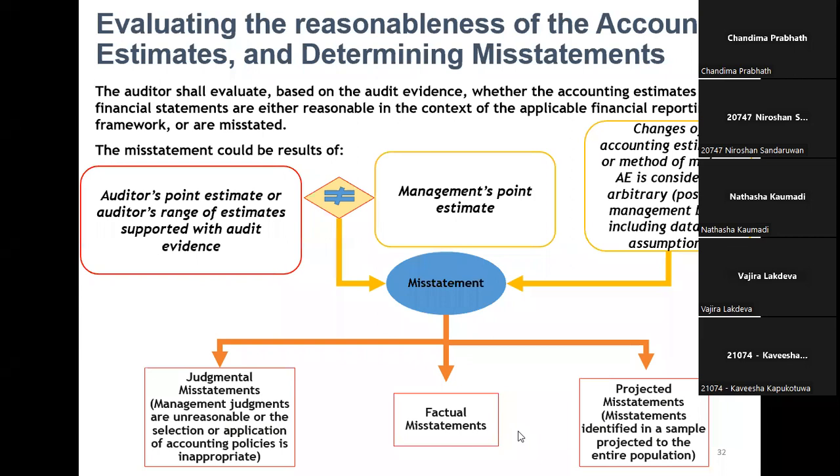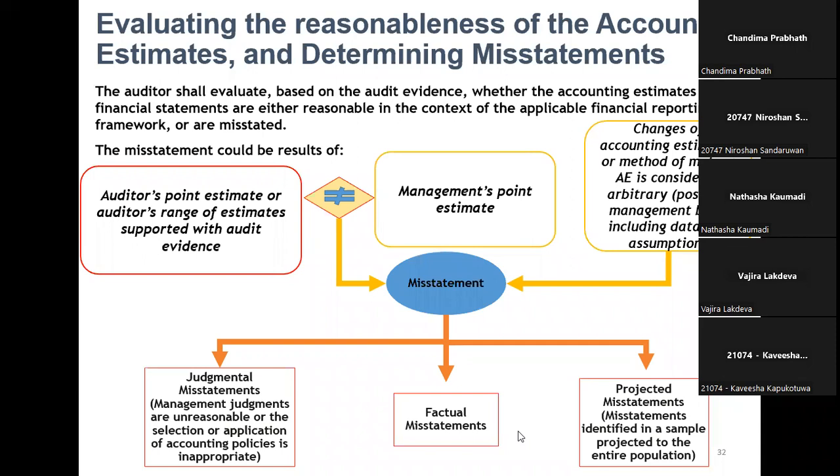The misstatement in the tested sample is projected to the untested items in the population, which is 9 million. If it is 1 for 10 million, for 90 million it is 9 million. So that is a projected misstatement. Now there is a 1 million factual, 9 million projected. So total misstatement is 10 million.